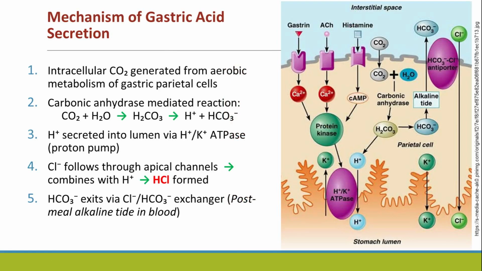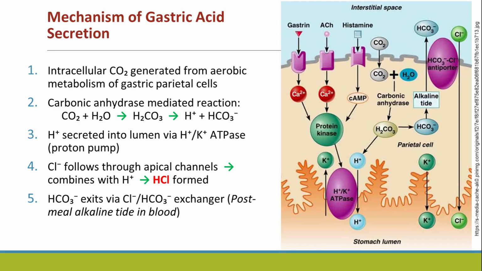Hydrochloric acid secretion by the gastric parietal cell begins with active aerobic metabolism, which generates carbon dioxide inside the cell. This carbon dioxide rapidly combines with water under the action of carbonic anhydrase to form carbonic acid, which dissociates into hydrogen ions, H+, and bicarbonate, HCO3-. The hydrogen ions are then actively pumped into the gastric lumen across the apical membrane by the H+/K+ ATPase proton pump, the final and rate-limiting step of acid secretion and the principal target of proton pump inhibitors such as omeprazole.